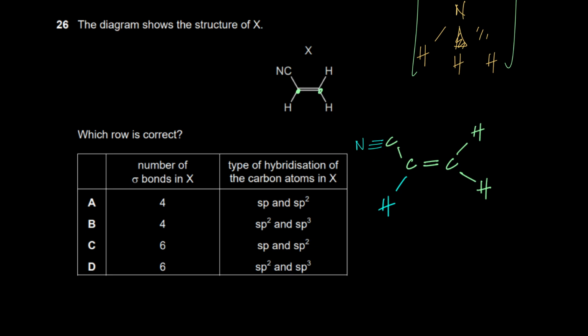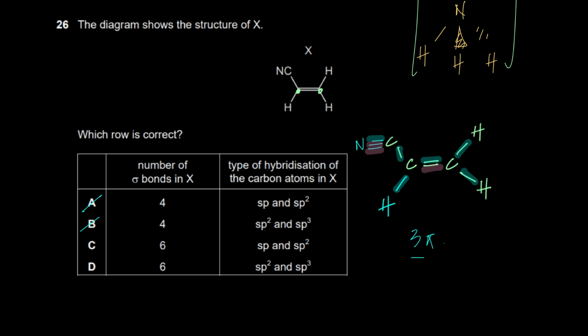Now, check out the sigma bonds. In a triple bond, the first bond is the sigma bond. The other two are pi. So 2 pi here and 1 pi here. How many pi's do you have? You have 3 pi's. How many sigmas do you have? The blue ones are the sigmas. 1 sigma, 2, 3, 4, 5, 6. So 6 sigma bonds and 3 pi bonds.